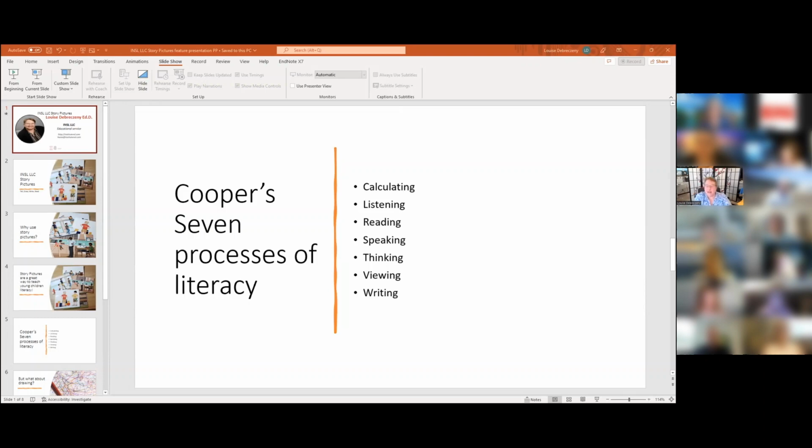So there was this guy named Cooper who wrote this really long book about teaching literacy. It's kind of a textbook. And he talks about 7 processes of literacy: calculating, listening, reading, speaking, thinking, viewing, and writing. And so I thought that was really interesting. And one of the things that I really like about the story pictures is that we can address all of these aspects of literacy using these pictures.